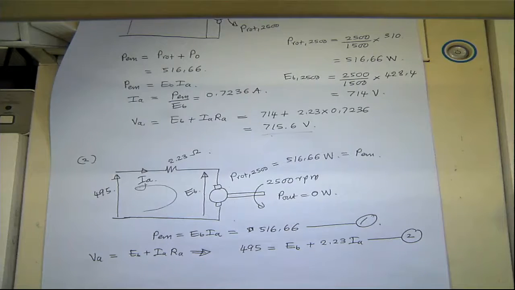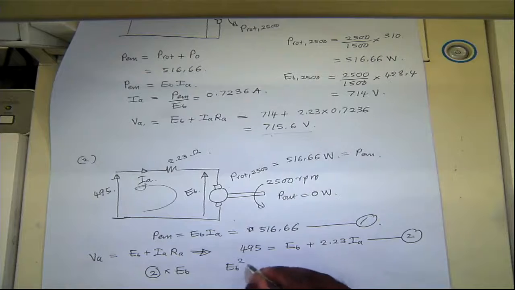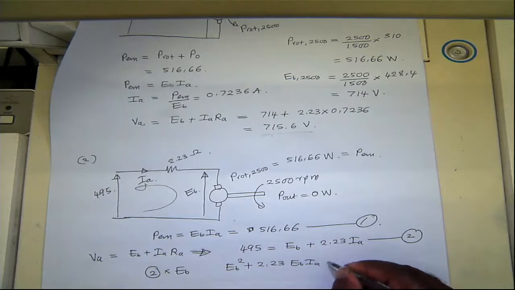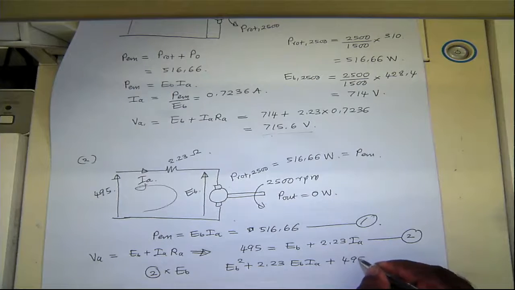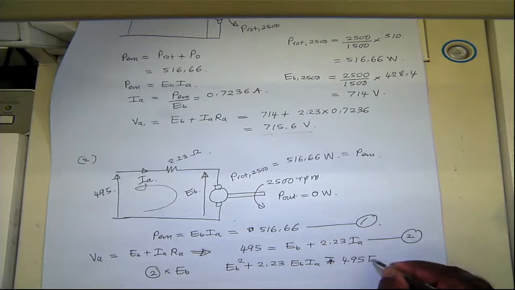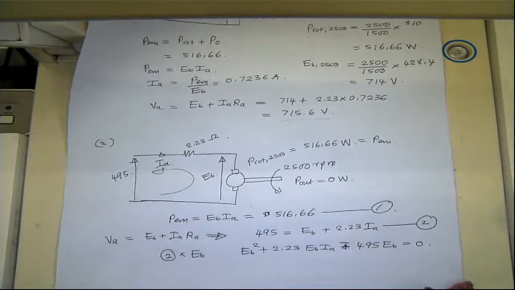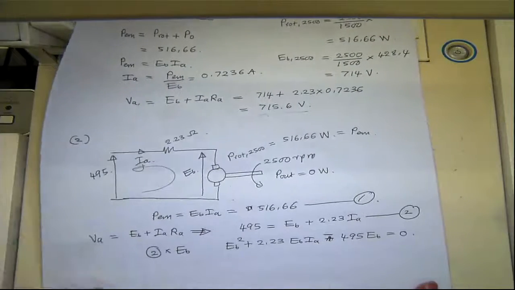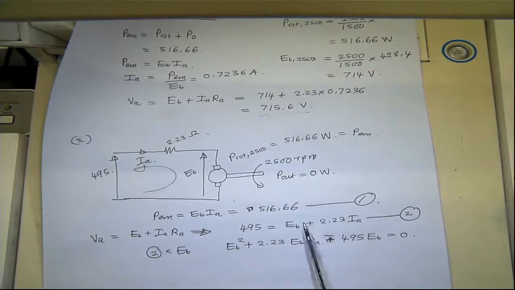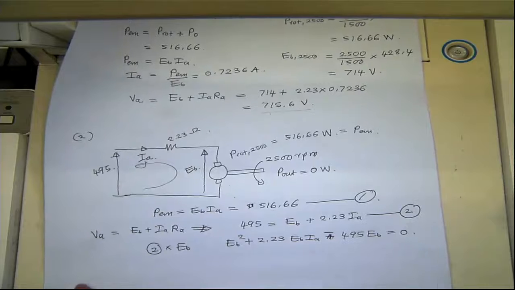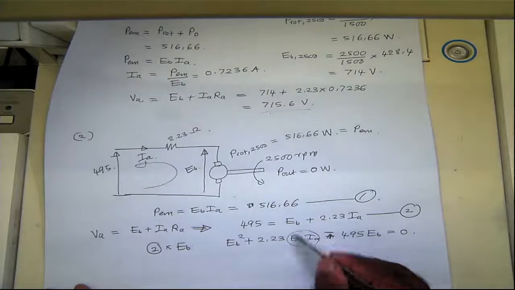So we can multiply this by EB, for example. So let's say 2 times EB will give you EB squared plus 2.23 EB IA minus 495 EB equals 0. So it's a quadratic equation. So we multiply all the values by EB. So EB squared, this times IA EB, and this times EB as well.